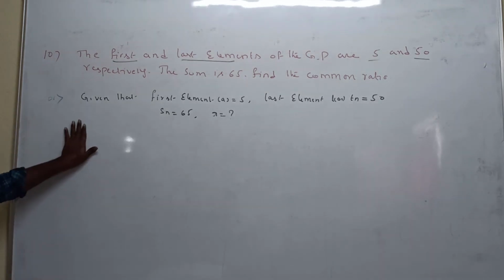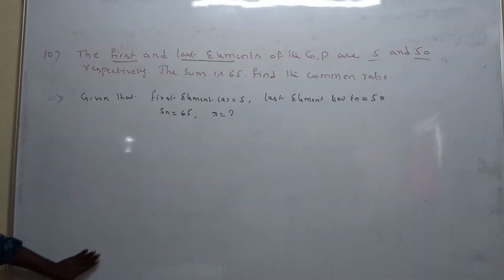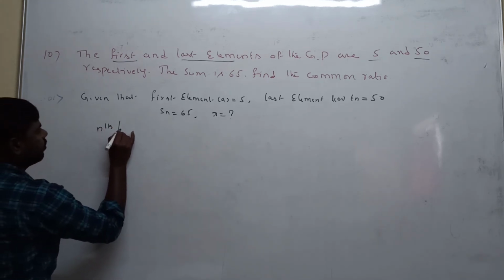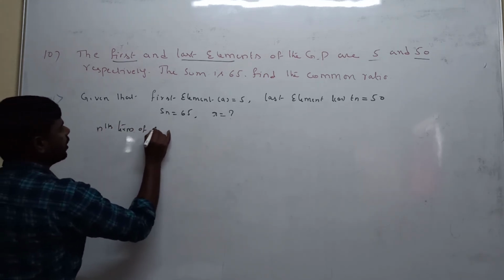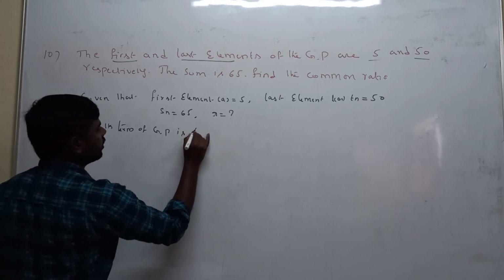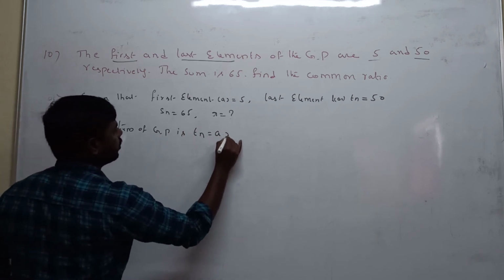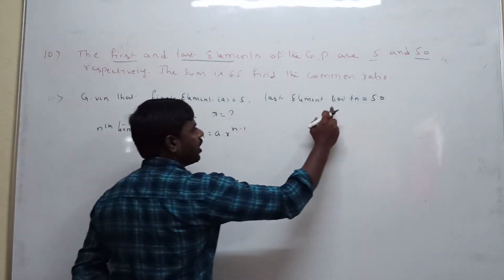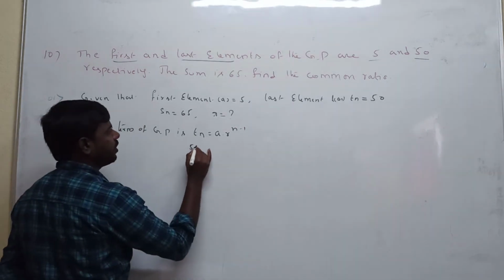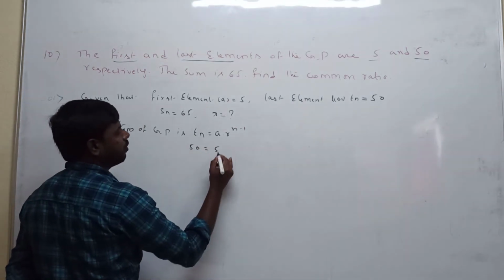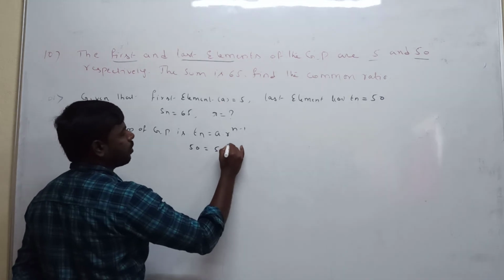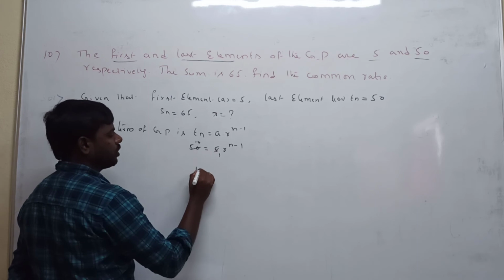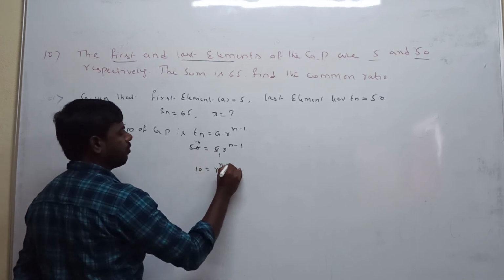Okay, now which form can we apply? First we apply the nth term of the geometric progression: Tn is equal to a into r to the power of n minus 1. The nth term value is the last element value, 50. So 50 is equal to a value 5, r value unknown, r to the power of n minus 1. Now 5 times 10 is 50, so 10 is equal to r to the power of n minus 1.